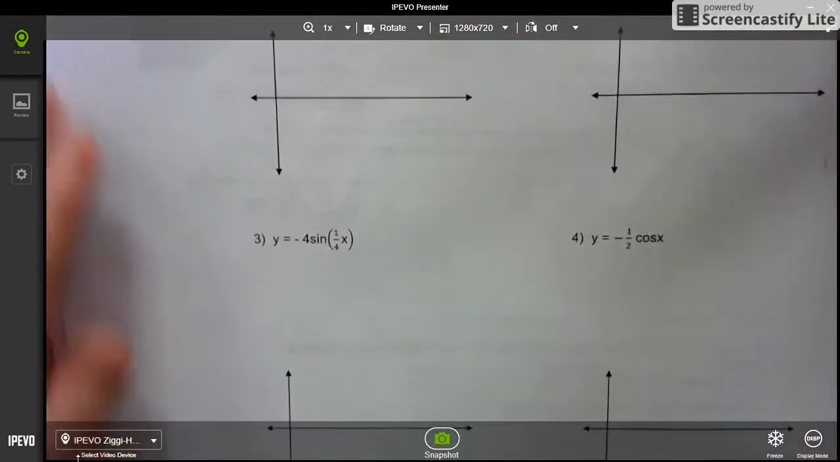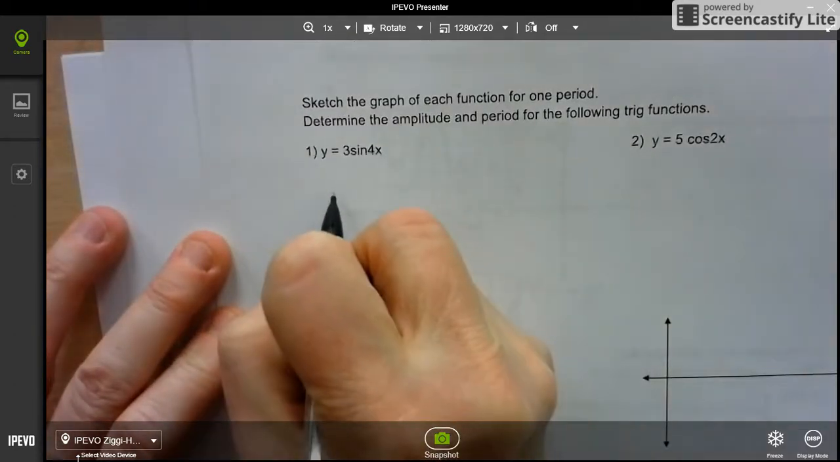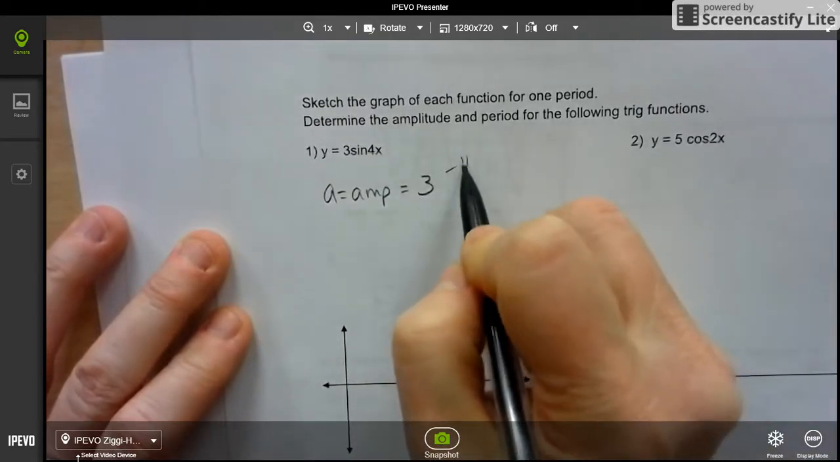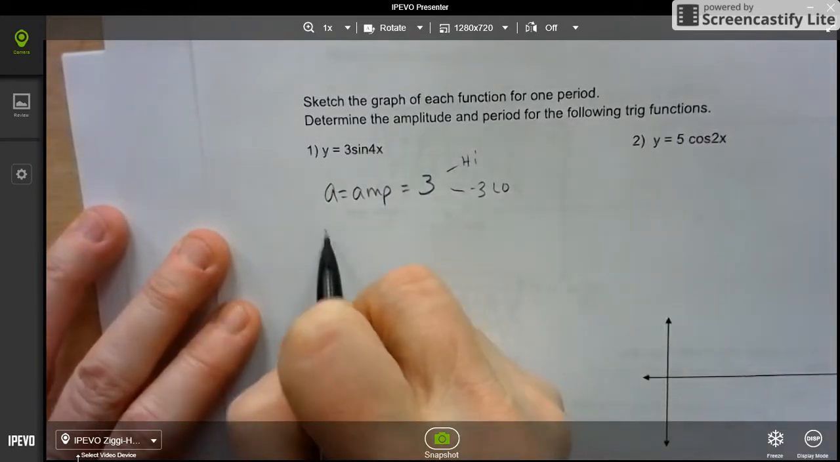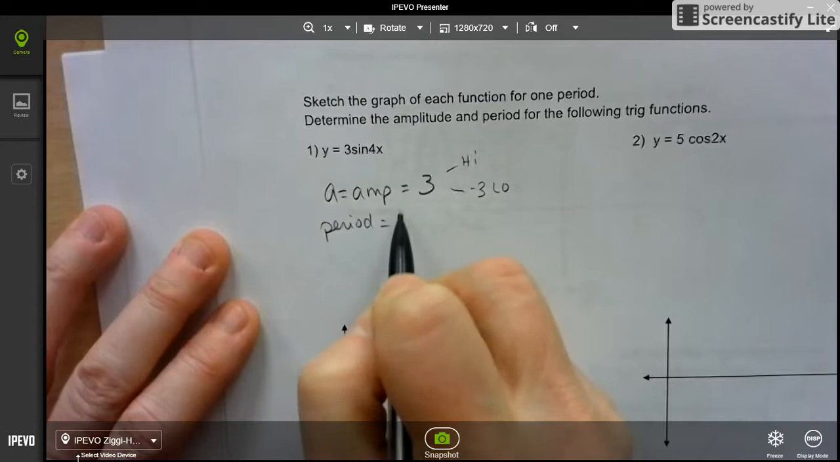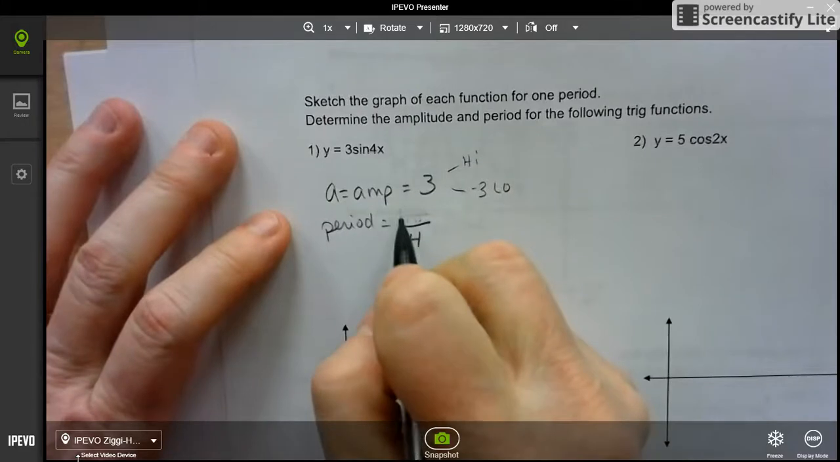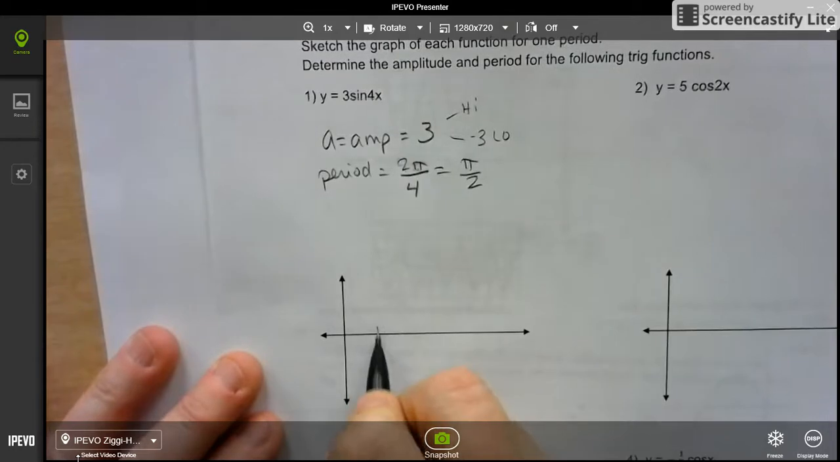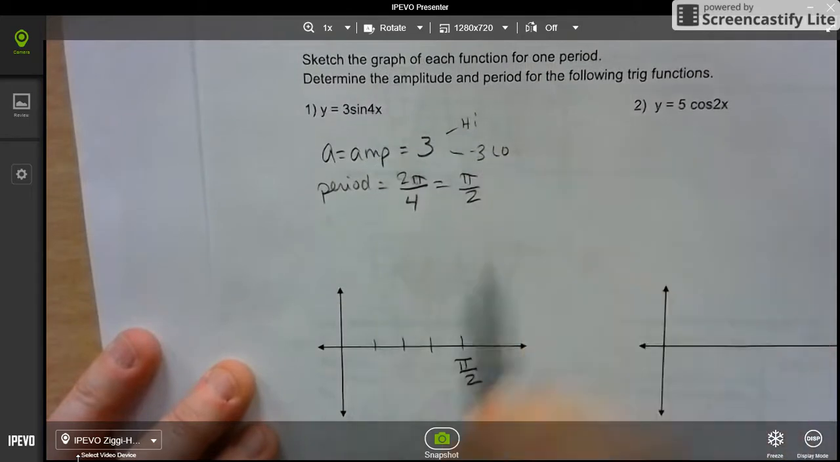So we flip this over. We're going to do the first one together. 3 sine of 4x. We always want to find A, the amplitude. That's 3. That's my high. And -3 is my low. My period is going to be equal to 2 pi divided by 4, where 4 is your b value, or pi over 2. So I'm going to mark my graph 2, 3, 4. There's my pi over 2. And my amplitude, I've got to go up to 3 and down to 3.